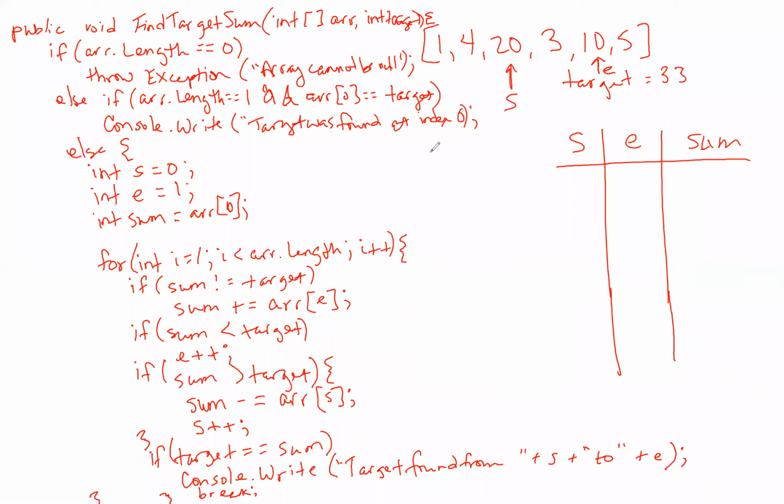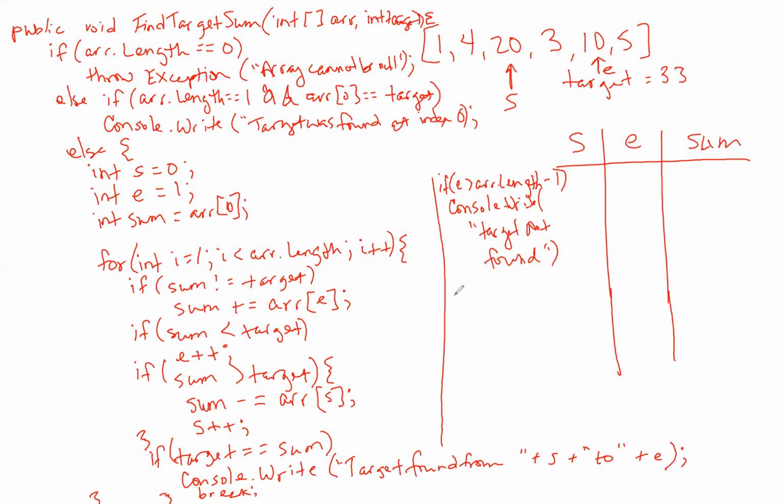We'll just make an extra little column here for the rest of the function. We need to have a condition. So if E ends up being greater than array.length minus 1, then we know we didn't find anything. We basically went through our whole for loop, E ended up greater, and we didn't find anything. So we'll just say console.write target not found. Okay, and then that will be the end.